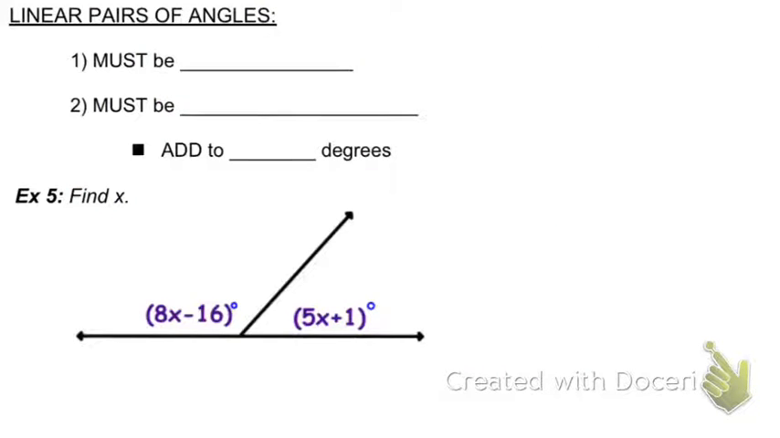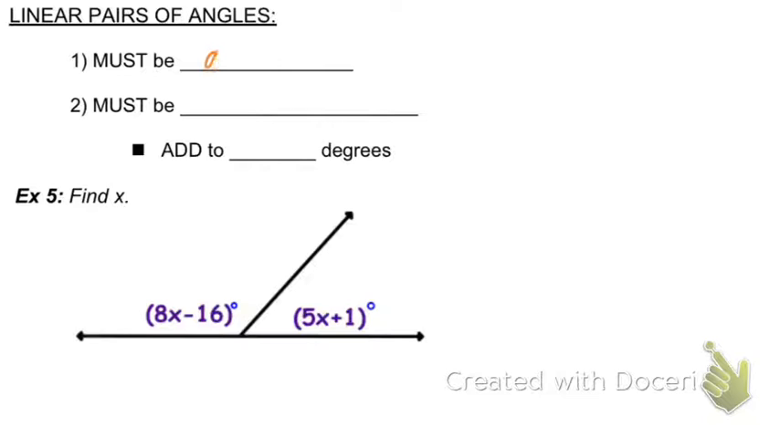Next, we have linear pairs of angles. We learned about vertical angles, we learned about adjacent angles. Now we're going to talk about a linear pair. If we look at the word linear, we kind of see the word line in there. We talked about that earlier this semester. And pairs means two. So we're talking two angles that make a line. That's what I want you to think. Two angles make a line.